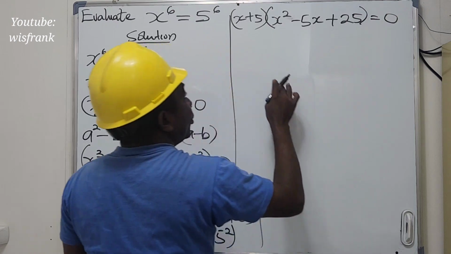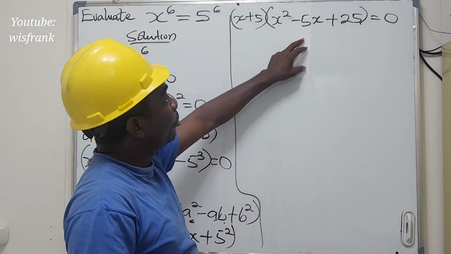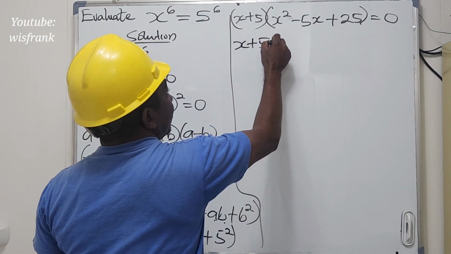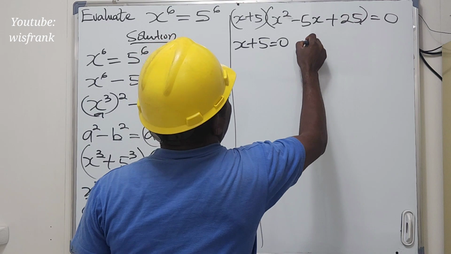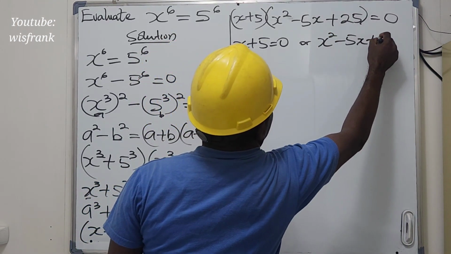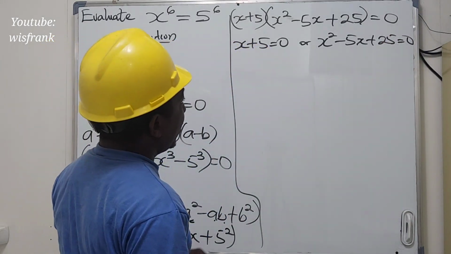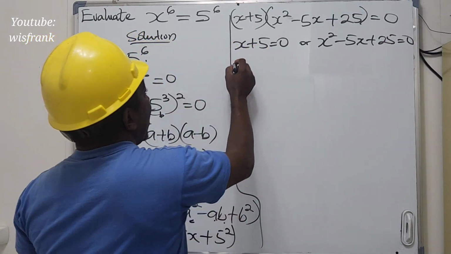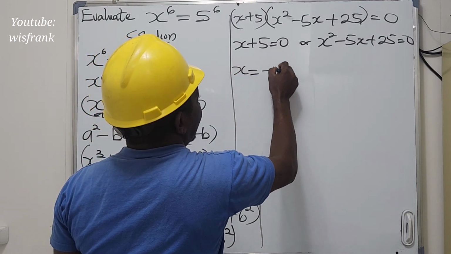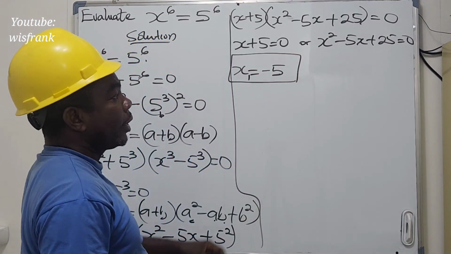equals 0. So we have this equation. It is either the first parenthesis equals 0 or the second parenthesis equals 0. So we set this as x plus 5 equals 0, or we have x to the power of 2 minus 5x plus 25 equals 0. So these are the two equations that we have. Taking the first one, we have the value of x equals, transposing 5 to the other side, minus 5. So this is the first solution, x1, that we have.